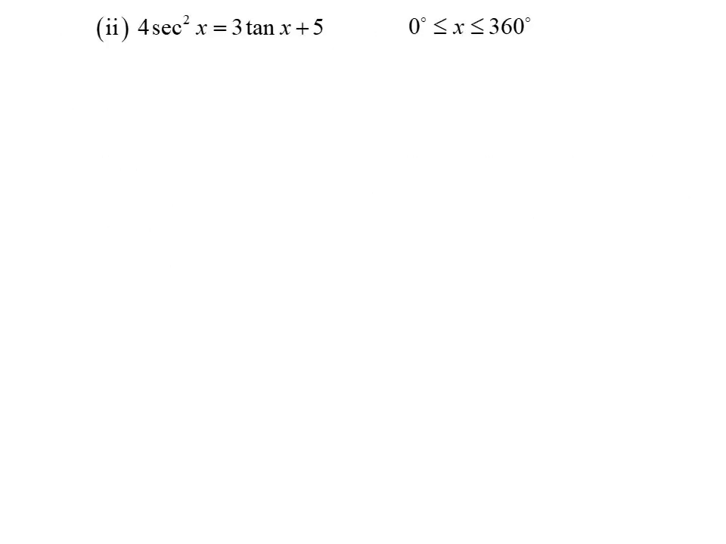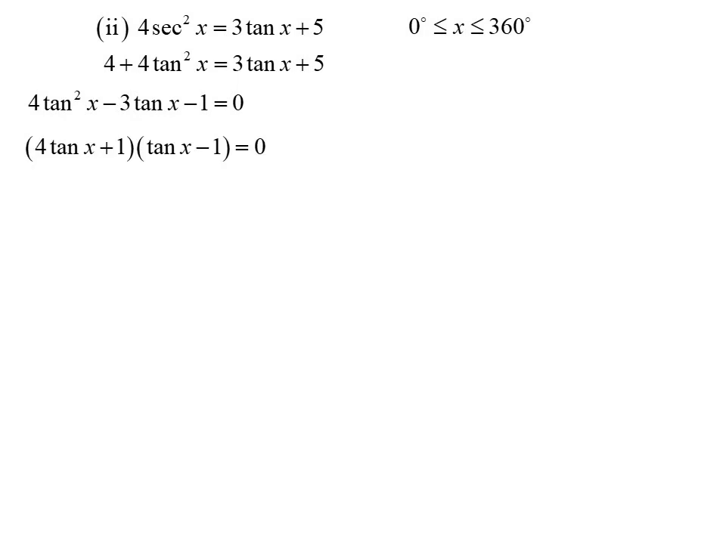Okay, 4 sec squared x equals 3 tan x plus 1. The angles are okay, the range is okay. I've got sec and I've got tan. I'll change my sec squared to be 1 plus tan squared. Now they're all tan. So I've got a quadratic. 4 tan squared x minus 3 tan x minus 1 is 0. So it factorizes nicely, which is good. Tan x is minus a quarter. Tan x equals 1. We've now got 2 of our simple little trig equations to solve.